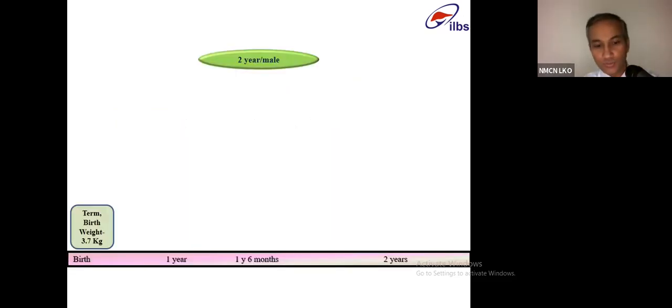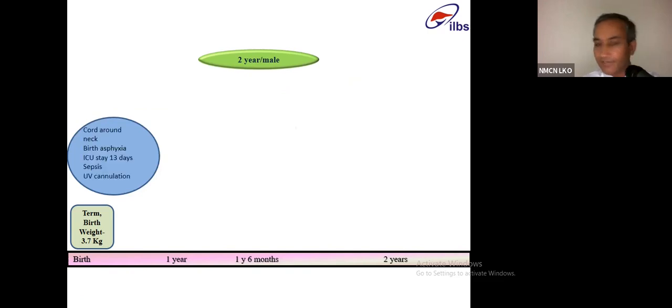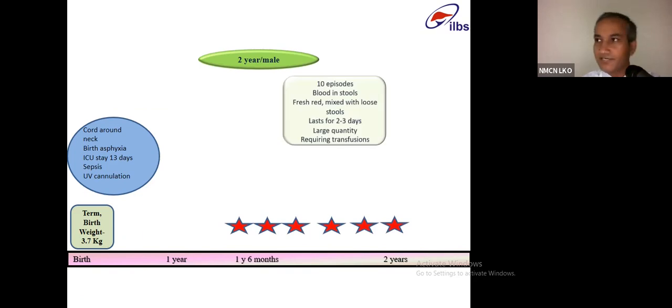So this was a 2-year-old boy who was born term, and there was a history of birth asphyxia, ICU stay, and sepsis, with umbilical vein cannulation. At 1.5 years of age, he had multiple episodes of upper GI bleed, for which he underwent upper GI endoscopy and colonoscopy, but there were no significant varices. Small varices were there, but they were not significant.